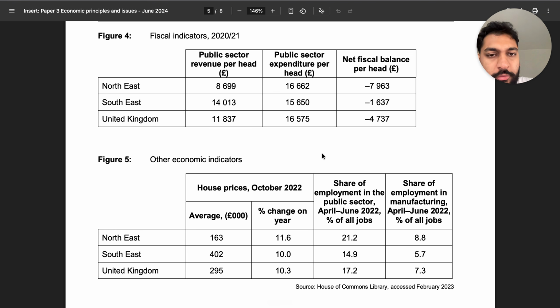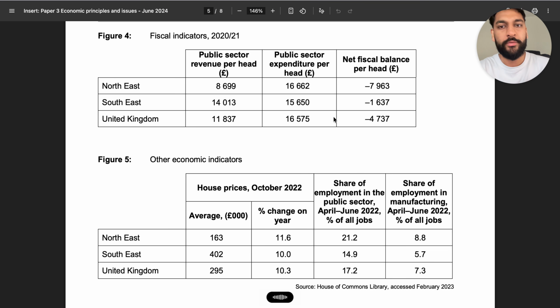If you have time, you can do 4 paragraphs, which means you can cover 2 more figures. I think we'll keep it simple and say, lastly, figure 5 shows that people in the southeast are likely to be better off than people in the northeast. This is shown as house prices are considerably higher, more than twice as high in the southeast at £402,000 per average home, compared to £163,000 per average home in the northeast. Higher house prices suggest that people living in the southeast are more wealthy, as they own a home that is worth more.